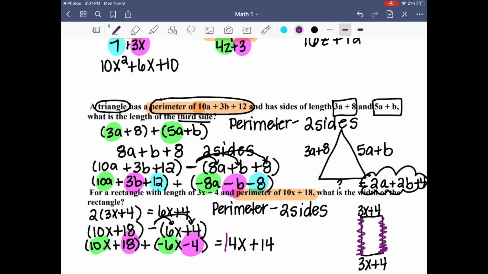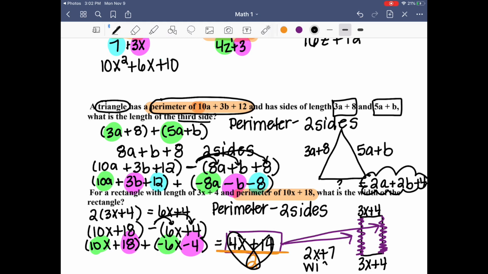Now, this right here is both sides. It's both of them combined together. I don't want both sides. I just want one width. So in order to handle this problem and actually find the correct answer, we are going to divide this by 2. Why are we going to divide it by 2? Because then it's going to give me one side. So 4 divided by 2 is going to give me 2x. 14 divided by 2 is going to be 7. So my width of one side is 2x plus 7.